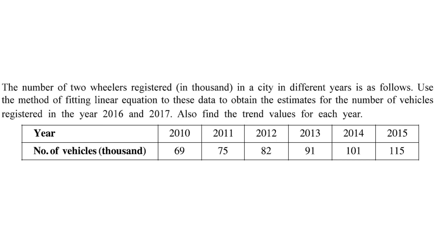Then we have to estimate for the vehicles registered in the years 16 and 17. That means for 2 years we have to estimate, and then we have to find trend values for each year. That means from 2010 to 2015 we also have to find the trend values. That means we have to find many things. We will move forward one by one.